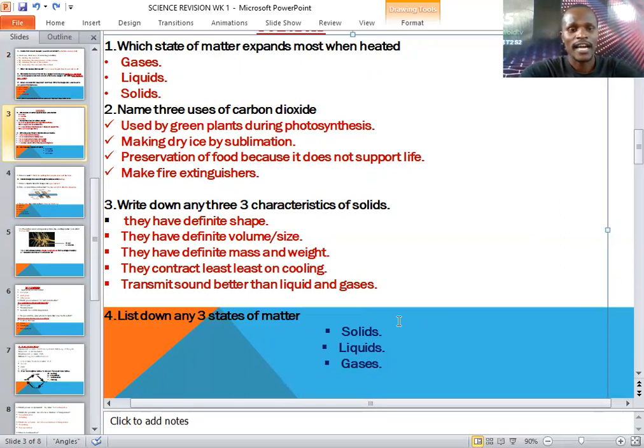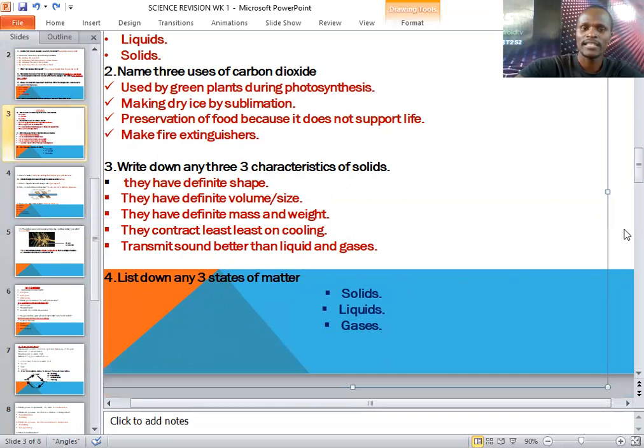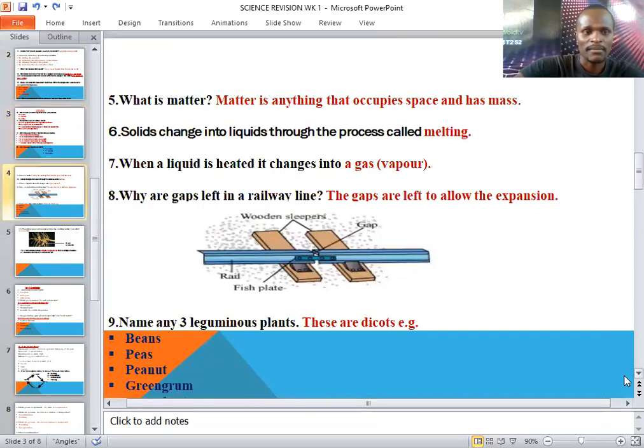They contract least, especially when cooled, okay, or on cooling. And then solids also are able to transmit sound better as compared to liquids and gases. Remember that, you said that sound travels faster in solids as compared to liquids and gases. So all those, I think this question was well done by most of the pupils. There was no serious issue in number 3.